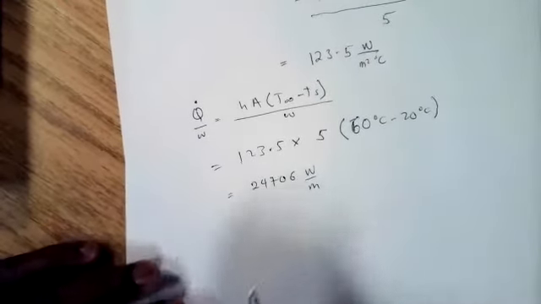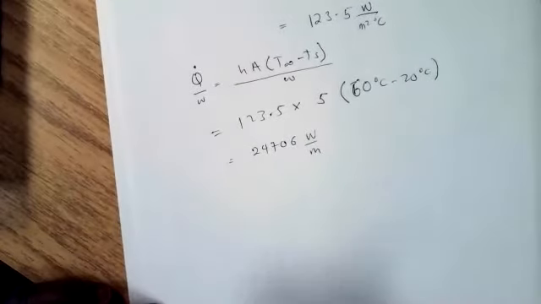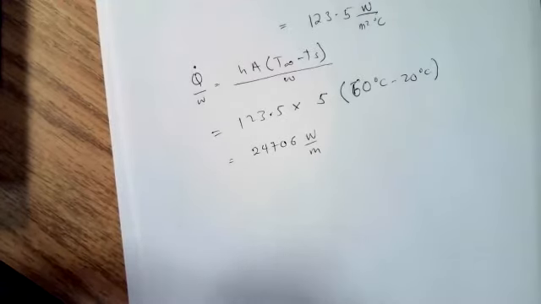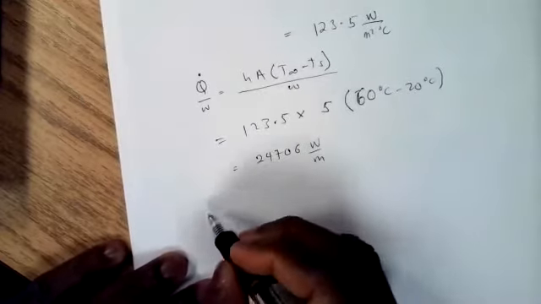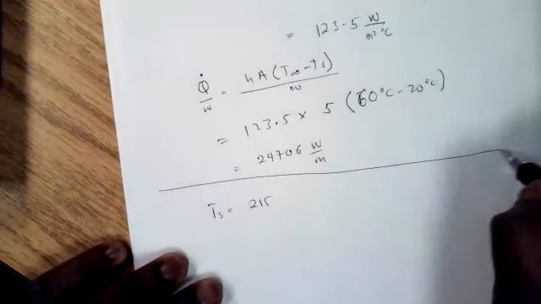Okay, so the second question says a flat plate of width 1 meter is maintained at a uniform surface temperature. That phrase right there just makes it very simple for you. It says it's maintained at a uniform surface temperature of 215 degrees Celsius. So the surface temperature is equal to 215.